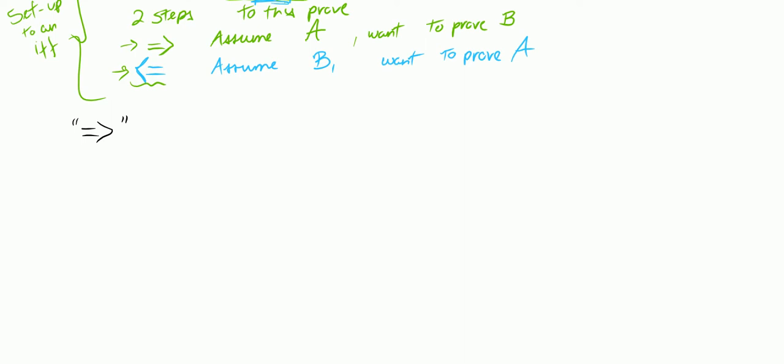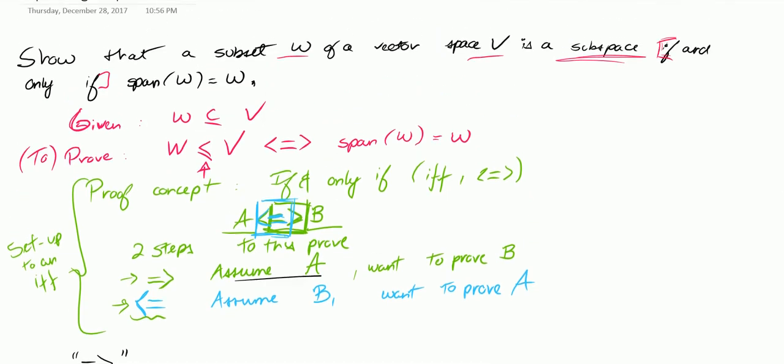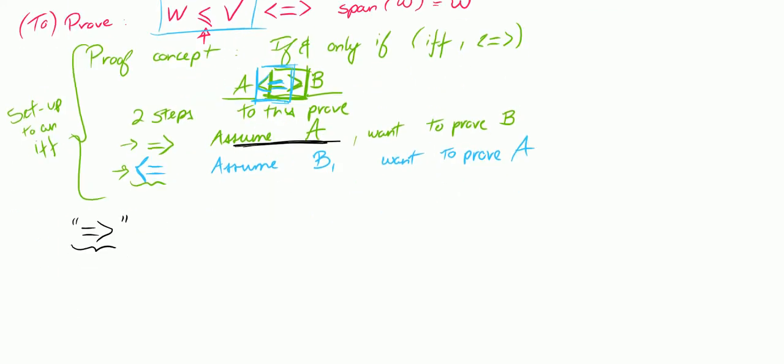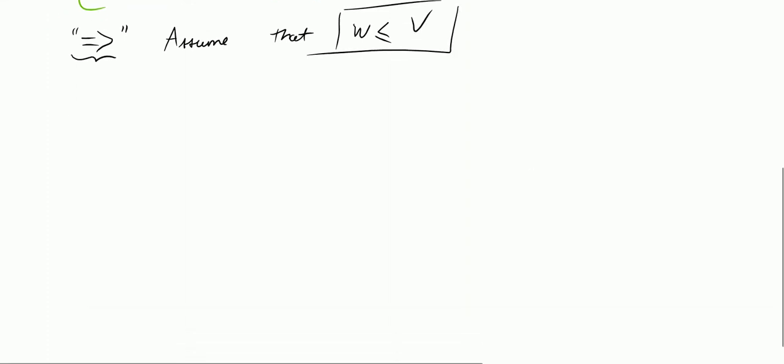So usually you start the proof by writing a single-headed arrow like that. What I'm doing is I'm assuming A, right? In our case, A is that W is a subspace of V. So I'm going to assume that W is a subspace of V. This is my assumption. Now what I'm supposed to prove is that span of W is equal to W.